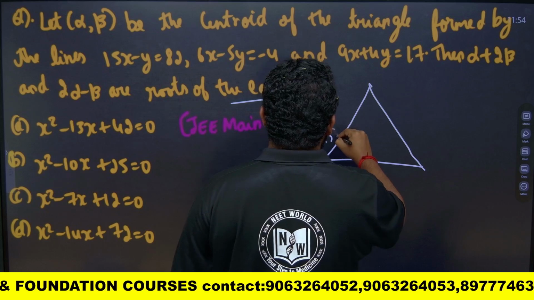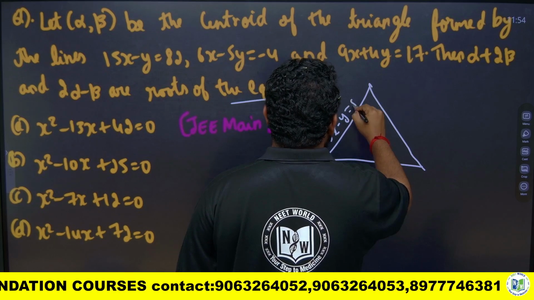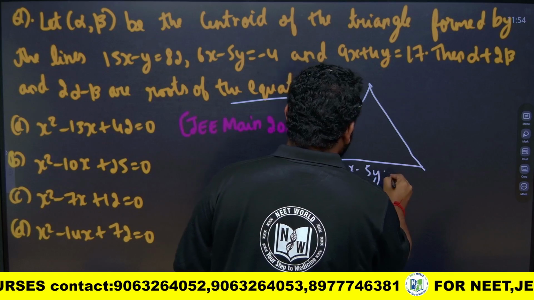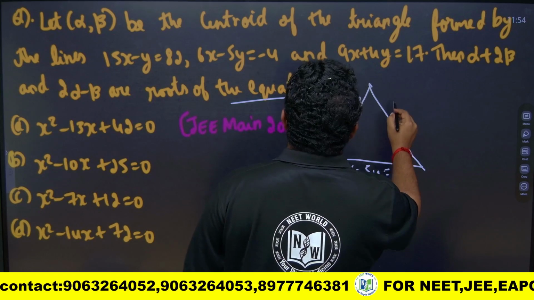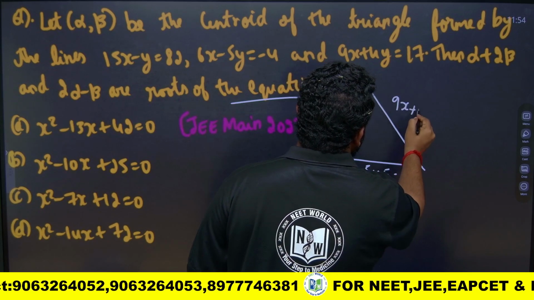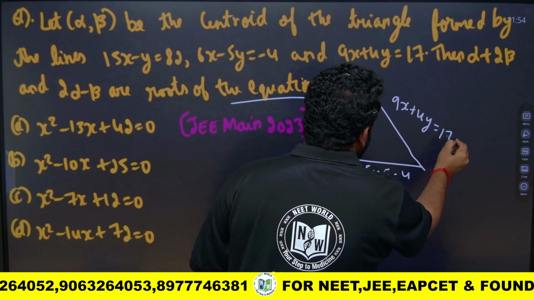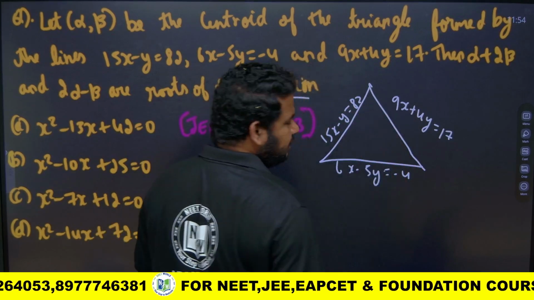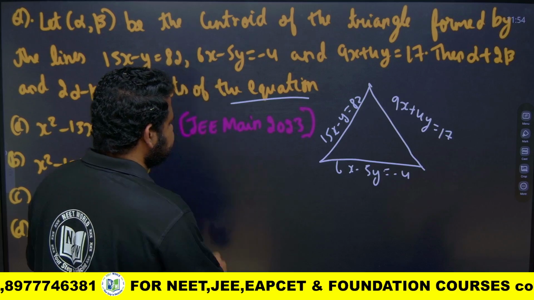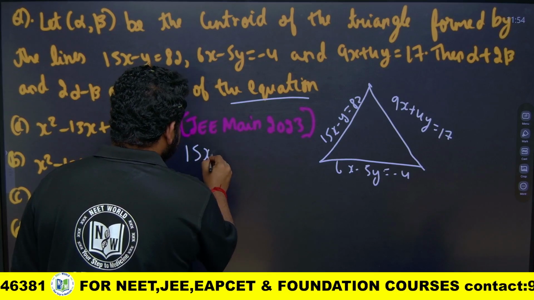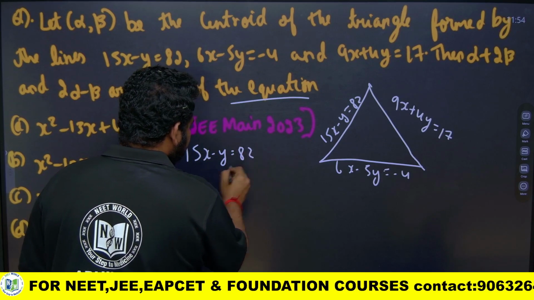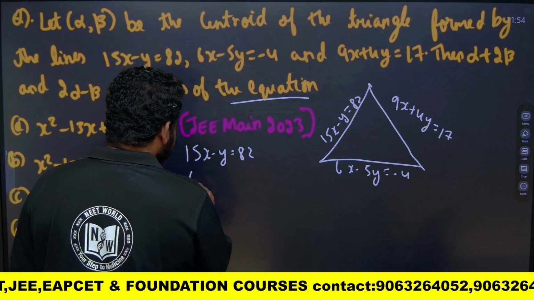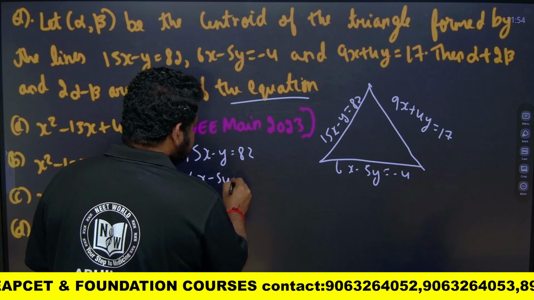15x minus y is equal to 82. Another line is 6x minus 5y is equal to minus 4. And this is 9x plus 4y is equal to 17. First let me solve these two, then I will get this, then these two I will get this, then I solve these two, I will get another one. So 15x minus y is equal to 82. Okay, 6x minus 5y is equal to minus 4.